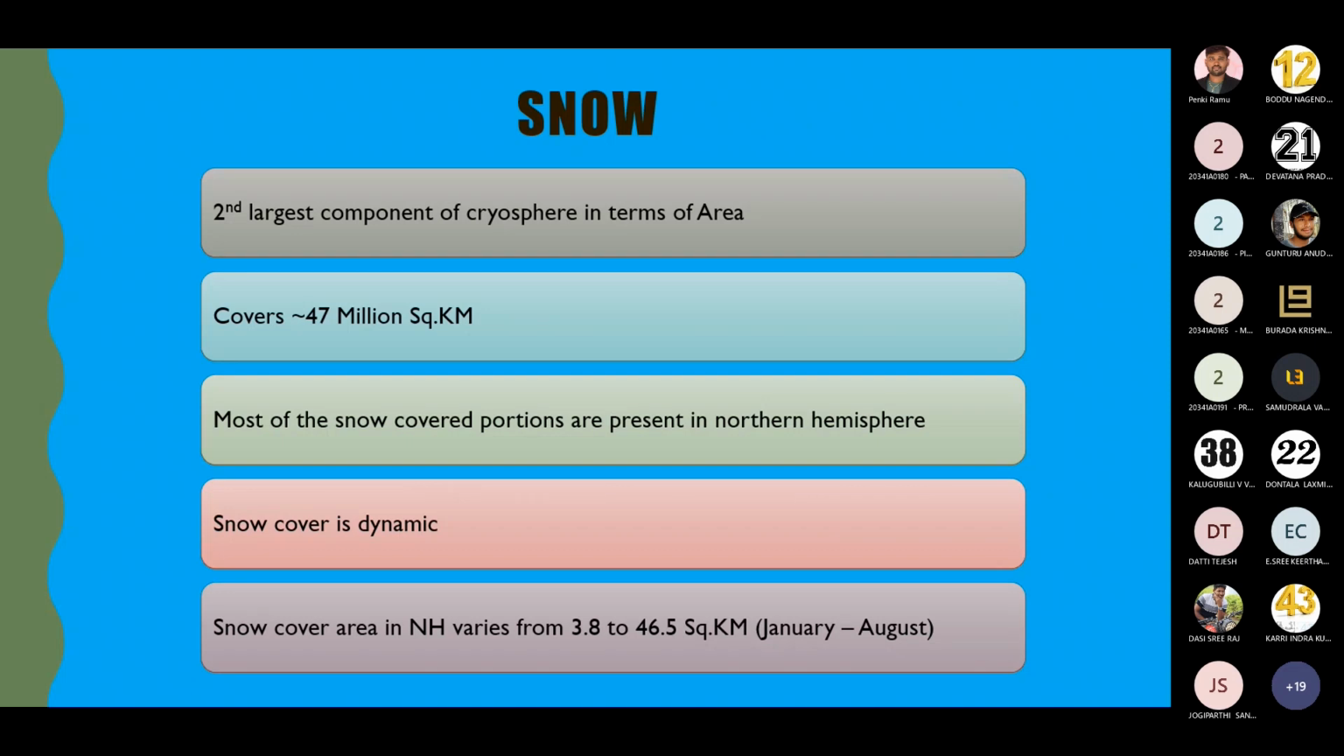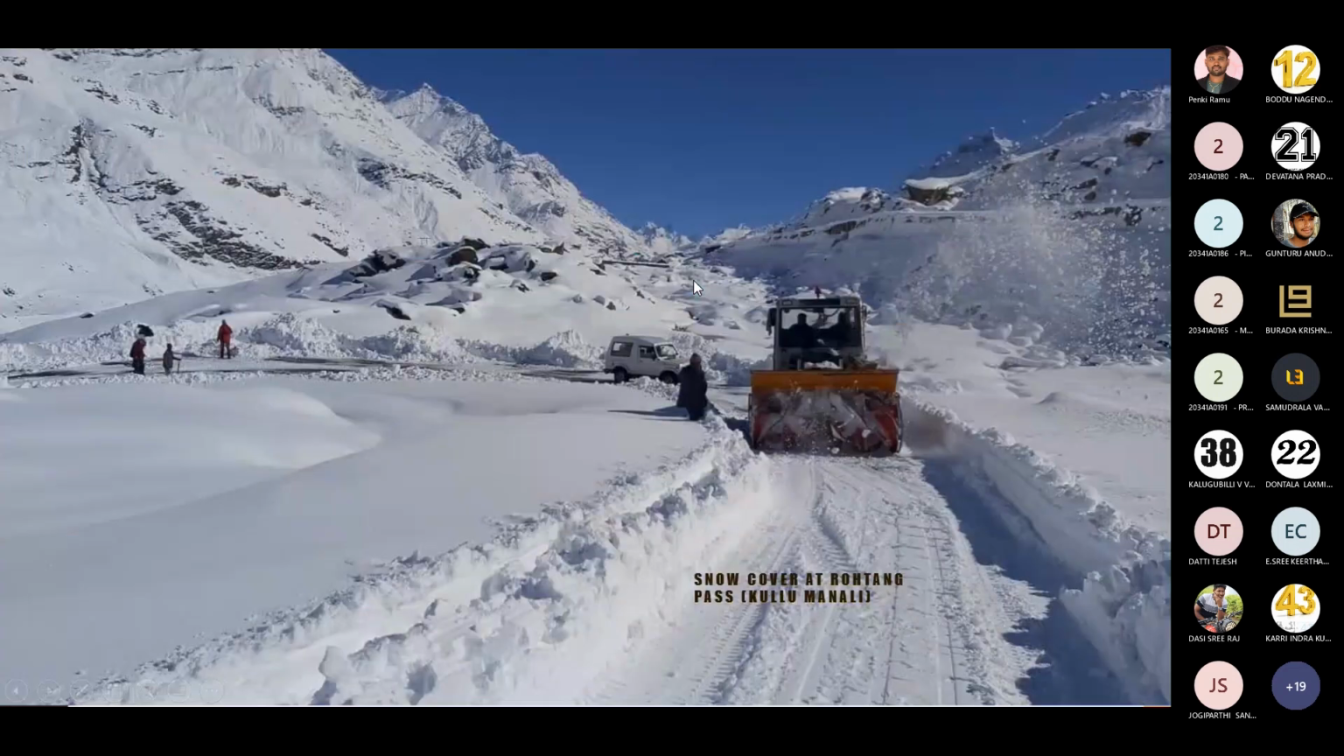That means what is happening? This 46.5 million square kilometers of area that is covered with snow contributes so much water, so much runoff during the remaining months of September, August and so on. So snow is one of the major components which contributes to fresh water. This is a picture taken at Kulu Manali. You can see how thick the snow cover is.